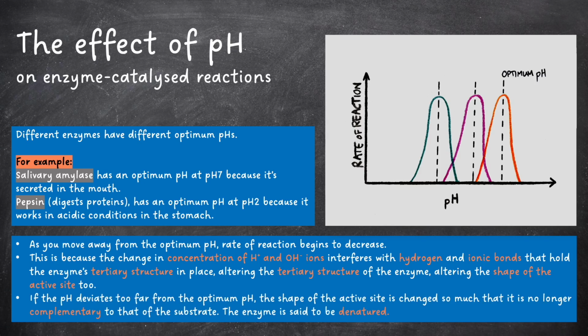If the pH deviates too far from the optimum pH, the shape of the active site is changed so much that it is no longer complementary to that of the substrate. The enzyme is said to be denatured.